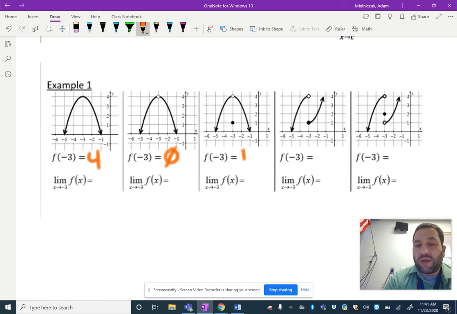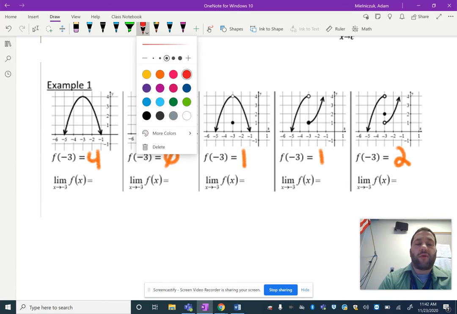In our third one, we equal 1. In our fourth one, let's see, negative 3 will give us 1 again. And then in our last one, we get 2. Okay, so we can see that 4 of the 5 of these do have a value at x equals negative 3. But now we're looking at something a little bit different, which is the limit as x approaches negative 3, meaning it must approach the same thing from both sides.